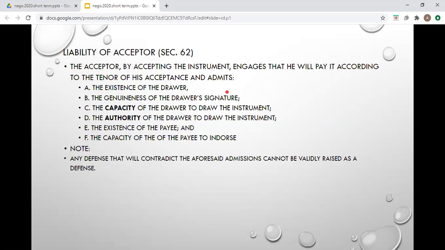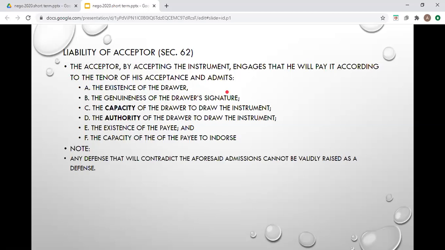And not only that, the authority of the drawer to draw the instrument. Pareho lang ba yan? Capacity and authority? The answer is no. Capacity, personal yon doon sa part ni drawer na hindi siya minor, na hindi siya insane. But when we talk about authority, it presupposes here a situation whereby the drawer is an agent. And it follows that the drawer here is acting within the scope of that authority.